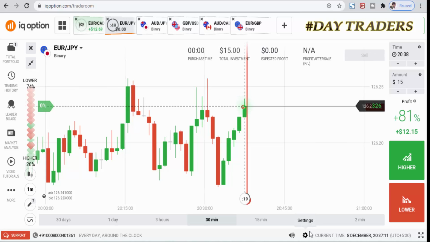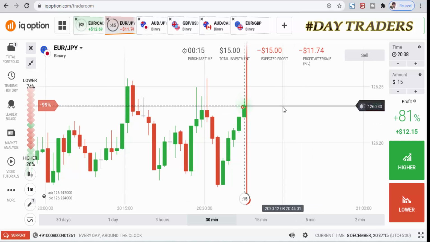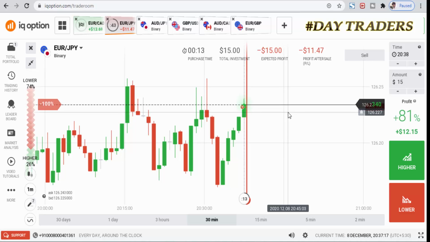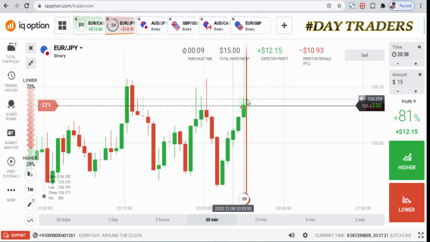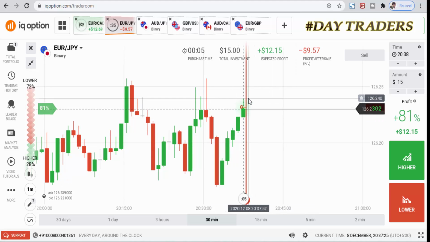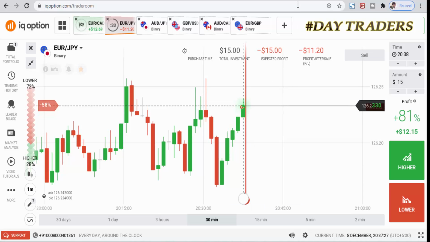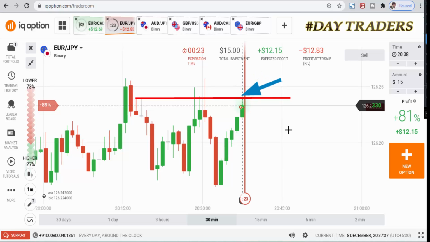Okay, I'll place a lower option. Okay, this is a very fast momentum. So I am placing this trade. So I'm expecting to make a rejection. Previous seller's entry point at here, but I will place the trade in this area.